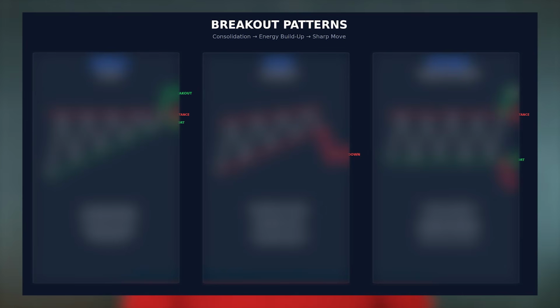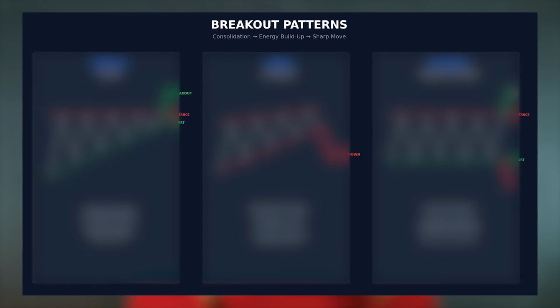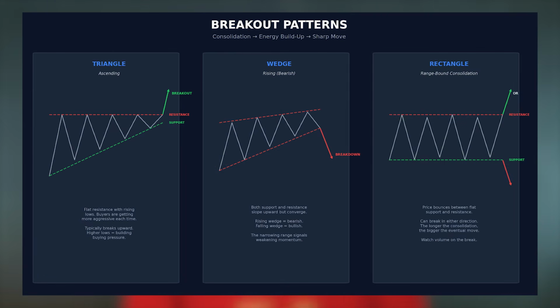Next up, we have breakout patterns. These occur when prices have been consolidating in a tight range, building up energy, and then suddenly make a sharp move in one direction. The key formations to watch for are wedges, triangles, and rectangles. Each signifies a different sort of setup. The play is to identify the consolidation and enter when the price breaks out.